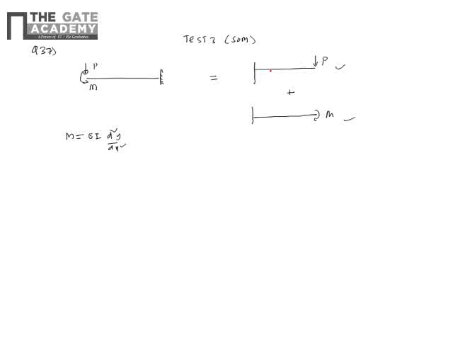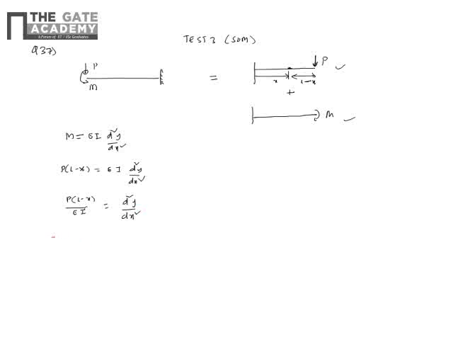So let's take the first case first. So this distance is L minus x. So the bending moment at this point, because of the load P, is P into (L minus x), so P into (L minus x) is equal to EI d square y by dx square. That EI comes here. Now P is constant, I need to just integrate this twice.